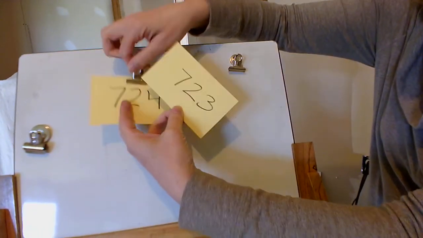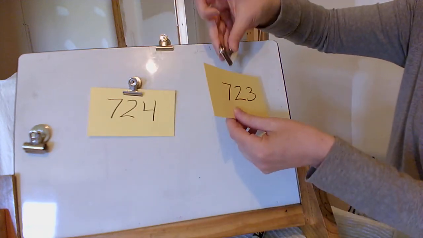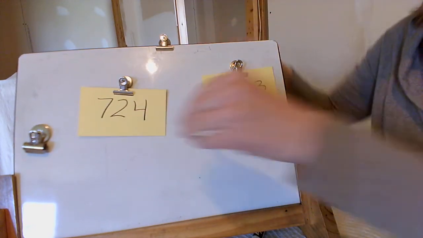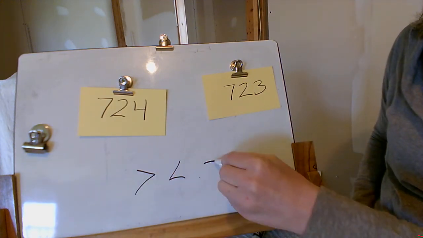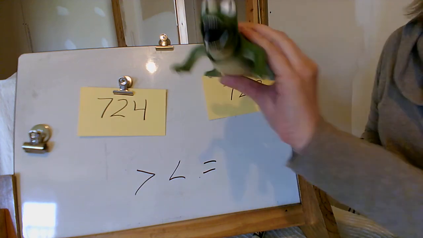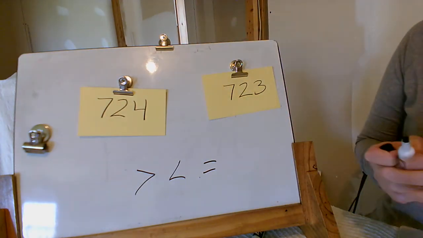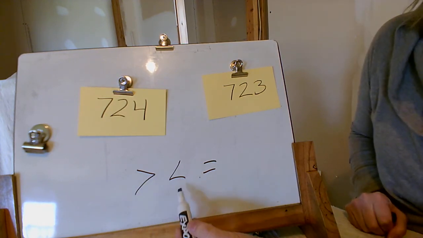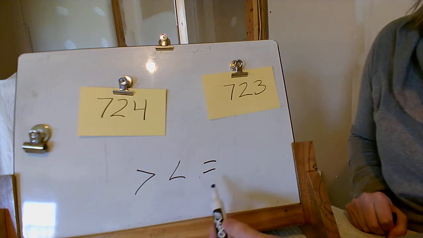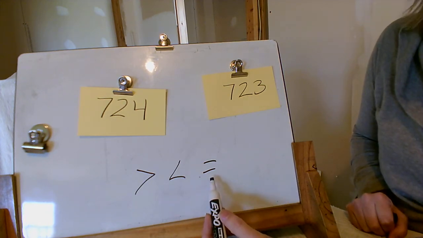Okay, we're going to do a little bit of review from what we talked about last week. So I'm going to show you 2 numbers over here on the whiteboard. And last week we talked about some symbols. We talked about this symbol, and this symbol. And we also met our little alligator friend. You remember what this symbol means? It means greater than. This symbol means less than. And this symbol means equals or the same as.